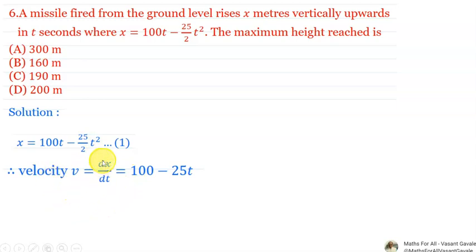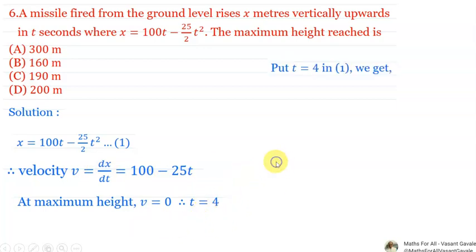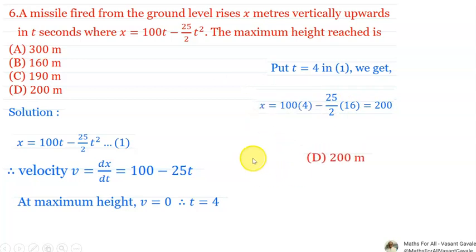Its velocity dx upon dt is equals to 100 minus 25 into t. At maximum height v is equals to 0. Okay. If we substitute v is equals to 0, म्हणजे काय मिळेल आपल्याला 100 minus 25t is equals to 0. Therefore t is equals to 4. At the time t is equals to 4, in equation number 1 we want to find out the maximum height. Therefore x is equals to 100 into 4 minus 25 by 2 into t square, means 16, and after simplification x is equals to 200. Okay, and hence option D हा या ठिकाणी कसा आहे तर तो करेक्ट आहे.